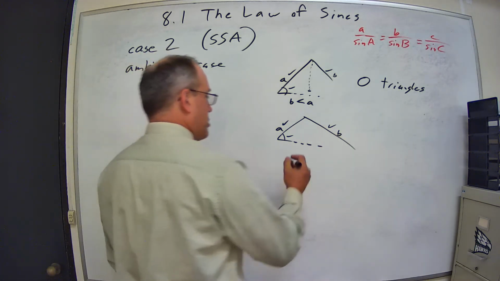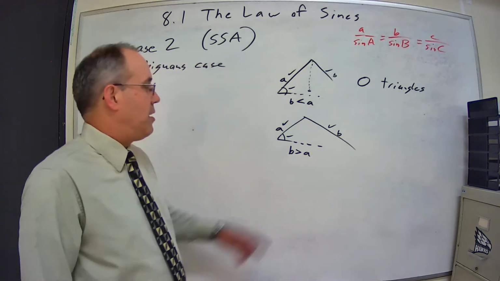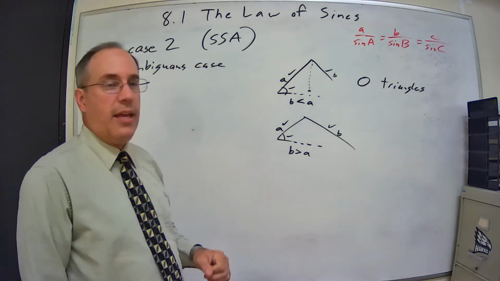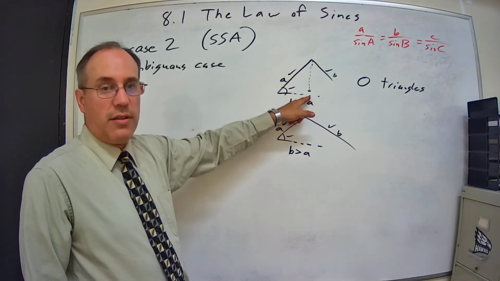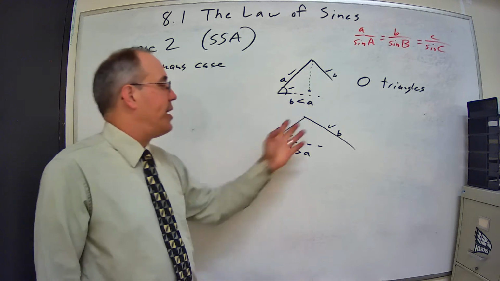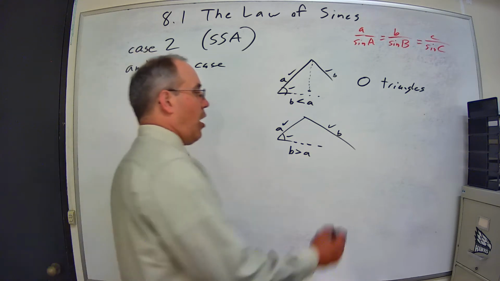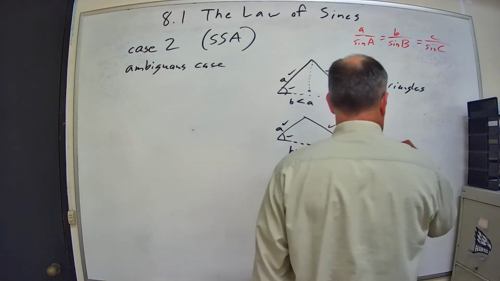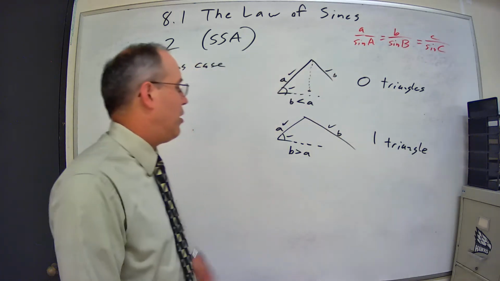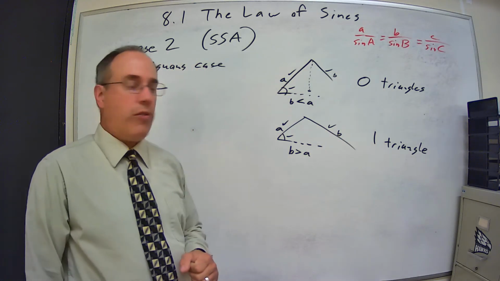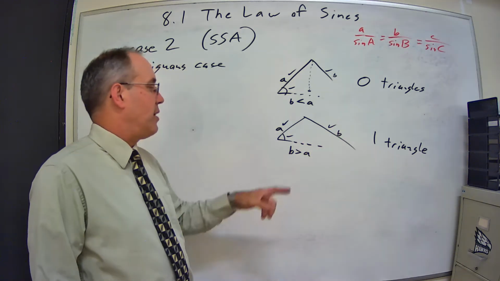This is optimal because if B is greater than A, if B is longer than A, then we know we're not going to run into the problem of it being too short. So it is going to form a triangle, and if this is the case, it will always form exactly one triangle. There will be one triangle that will be able to be solved for with these two side lengths and that angle.